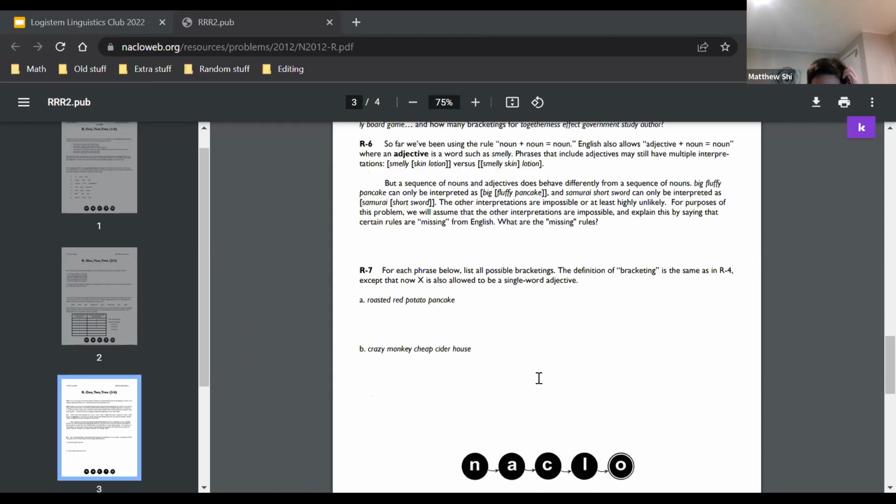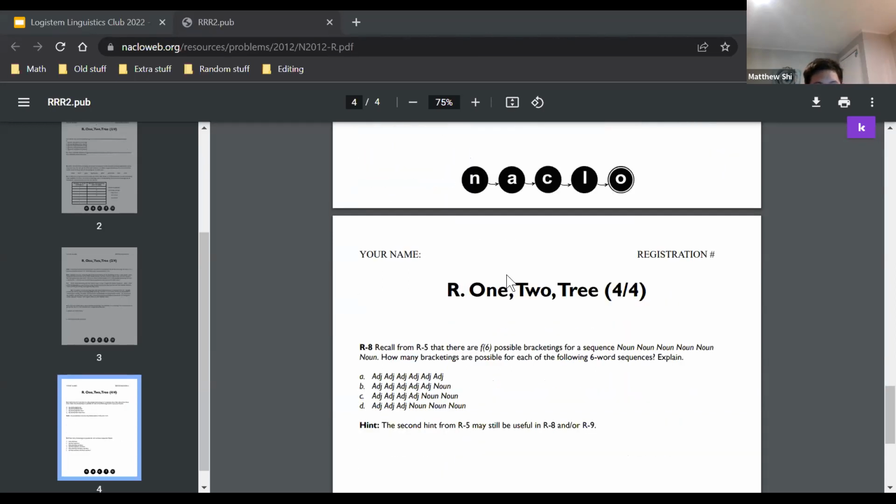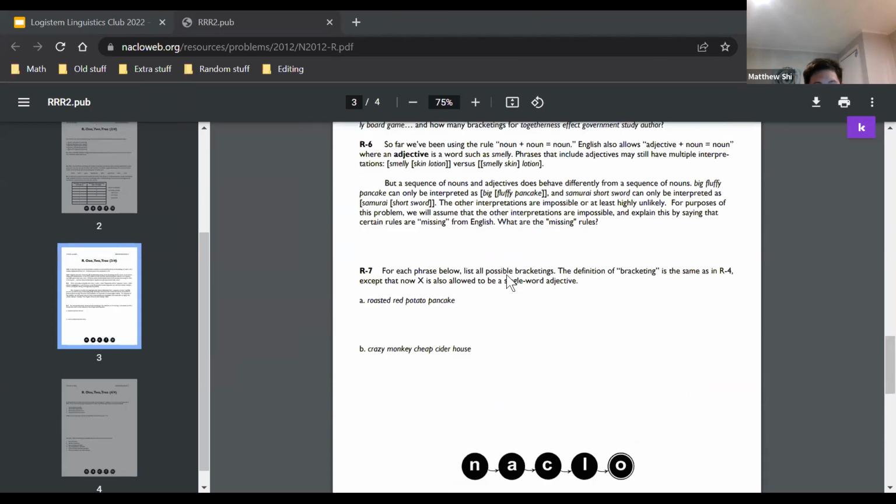So R7: for each phrase below, list all possible bracketings. The definition of bracketing is the same as in R4, except now X is allowed to be a single word adjective. So roasted red potato pancake, crazy monkey cheap cider house. Just try out those two questions, put them in chat, and then I'll go over them in a few minutes.